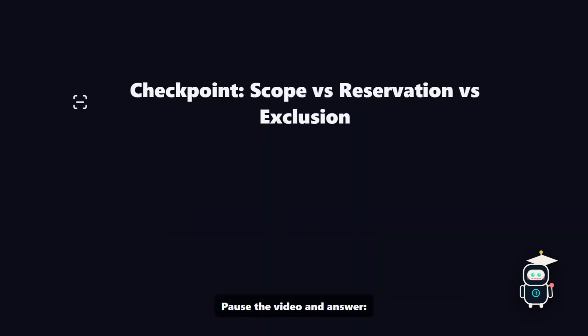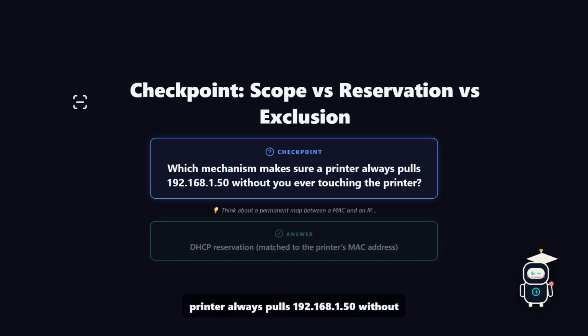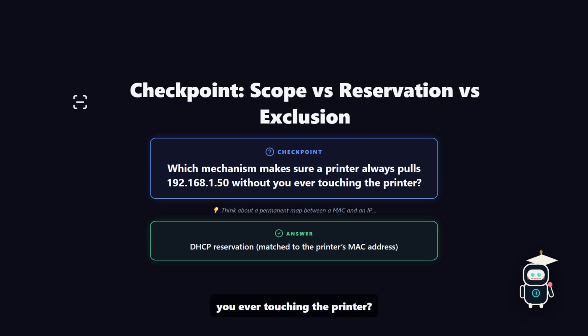Pause the video and answer. Which mechanism makes sure a printer always pulls 192.168.1.50 without you ever touching the printer?